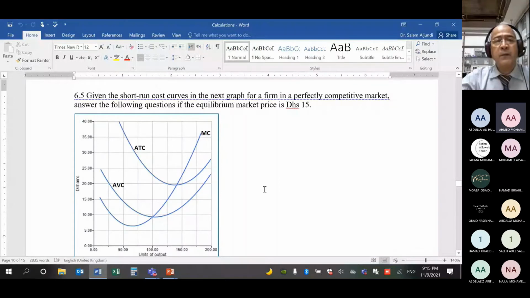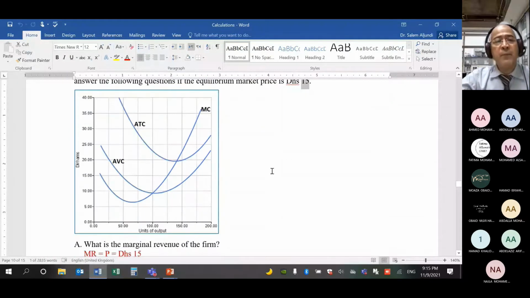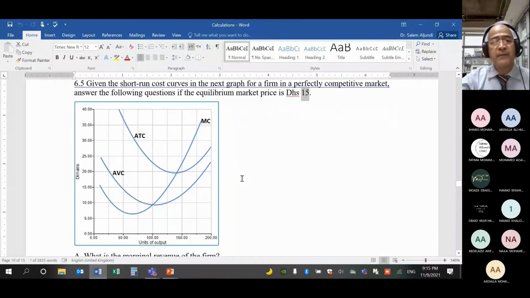Given the short-run cost curves in the next graph for a firm in a perfectly competitive market, answer the following questions if the equilibrium market price is 15. Okay, so see here, 15 is important. This is 15. And now this firm operates in a perfect competition market, so he is a price taker.